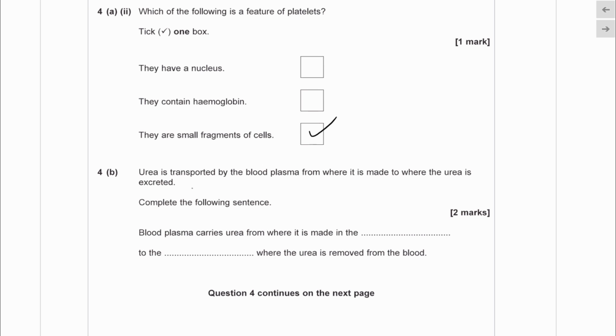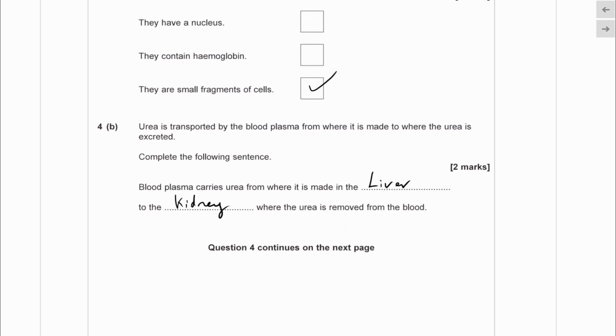Alright, in question B, it says, urea is transported by the blood plasma from where it is made to where the urea is excreted. Complete the following sentence. Alright, so blood plasma carries urea from where it is made. Now, urea is made as a result of deamination in the liver. Alright, it says, to the something where the urea is removed from the blood. Now, where the urea is going to be removed from the blood is the kidney. Alright, so the kidney. Okay, because then obviously we're going to use the urea to form urine.